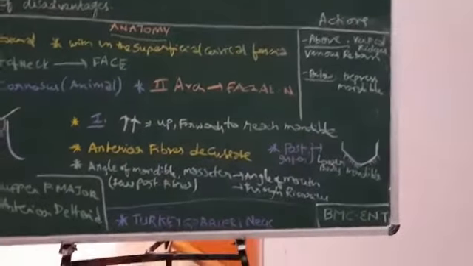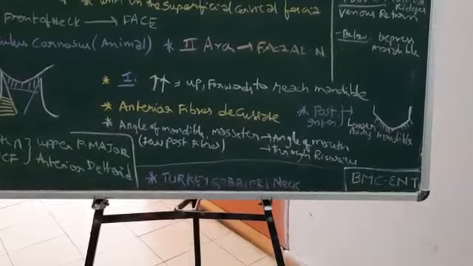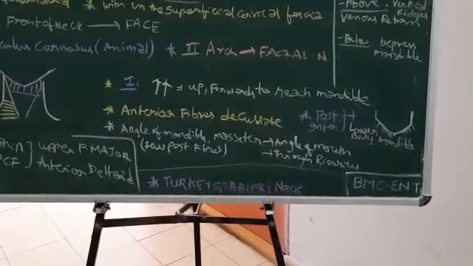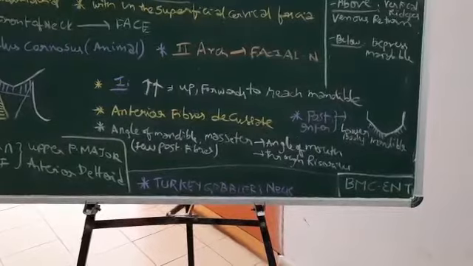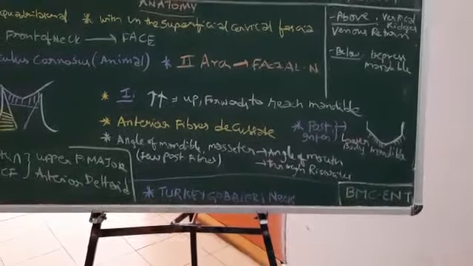And this is one important point, that is like a turkey gobbler's neck, wherein old people nowadays are being given injections to decrease the wrinkles of the folds of the anterior part of the neck. This is one applied aspect that is being done nowadays.